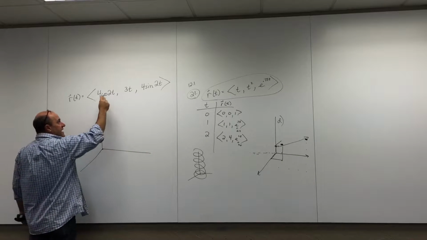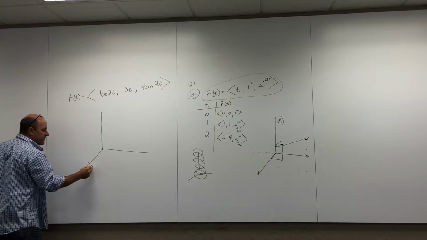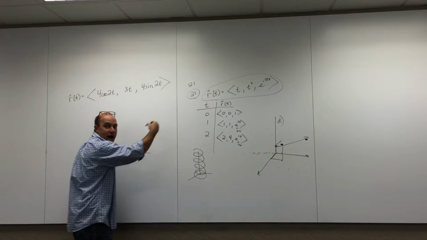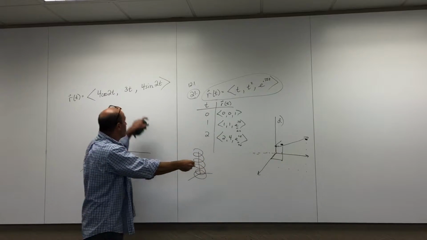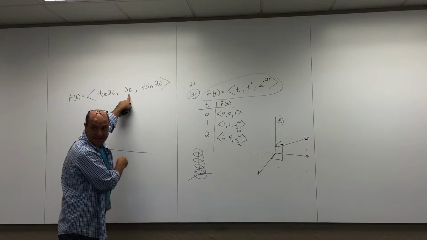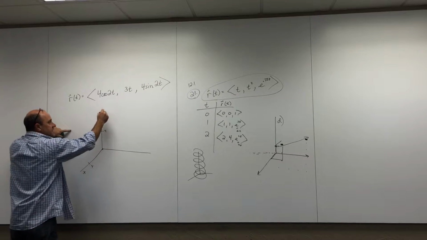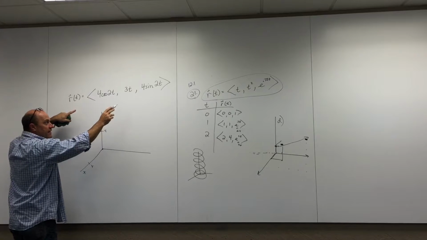Hang on, what am I saying? Radius of 4 in the xz plane, and it's going out and around the y-axis. The y-coordinate is growing linearly as you have circular motion in the xz plane. Are you guys okay?